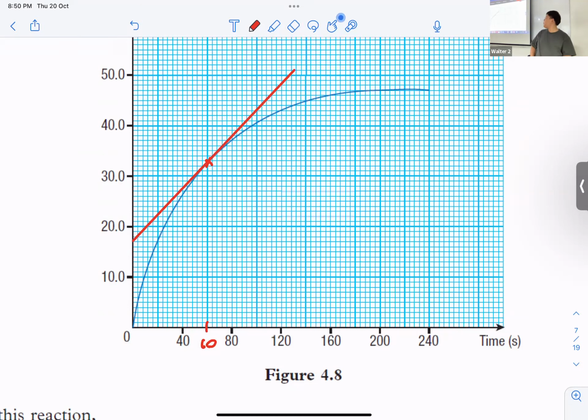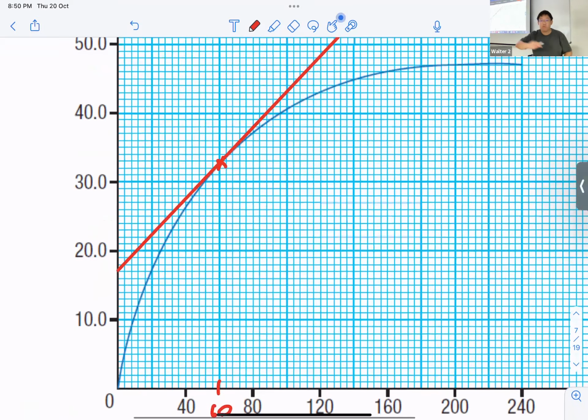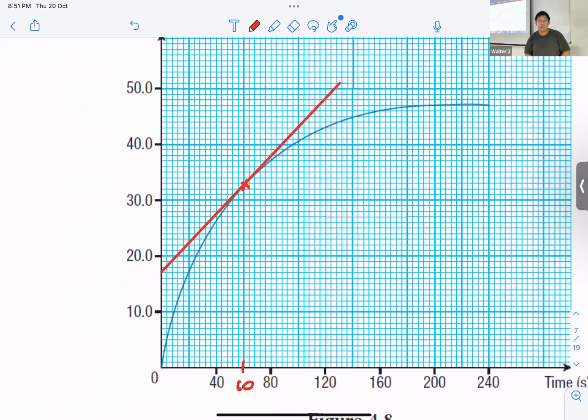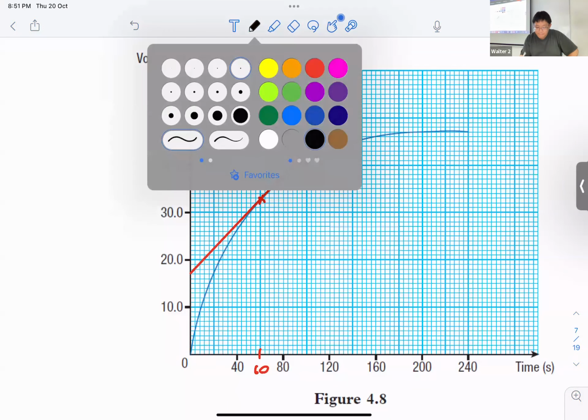Okay, do you see that? So you notice that my line is touching the point that I actually cross, which is at the 60th second. Do you see that? And then once I draw the straight line across, it will look something like this. Now, to calculate instantaneous rate of reaction, you have to calculate the gradient of the straight line.